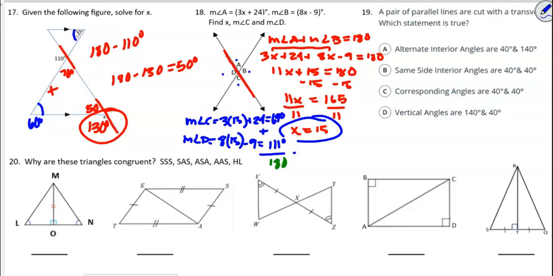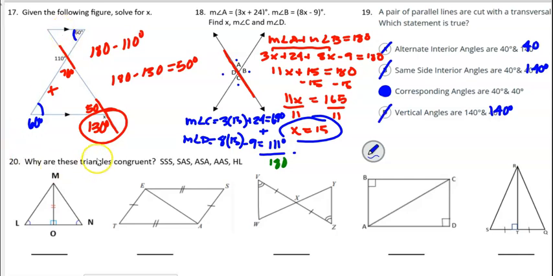Okay. So next one says a pair of parallel lines are cut with a transversal. Which statement is true? Alternate interior angles are 40 and 140. No. These would both have to be 40, right? So that's definitely not true. Same side interior angles, 40 and 40. No, because same side interior are supplementary, so this one would have to be 140. So that's not true. Corresponding angles are 40 and 40. I'm proposing that's our correct answer because corresponding angles are congruent. And then vertical angles are 140 and 40. Nope, this one also has to be 140 if that was true.